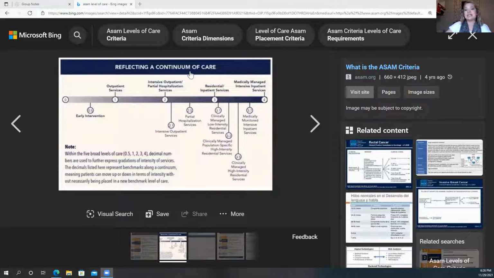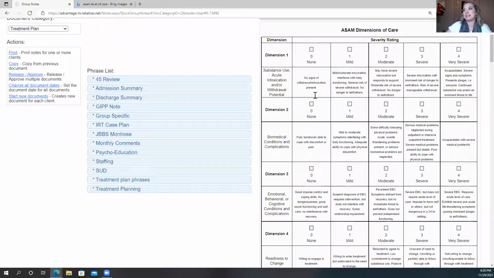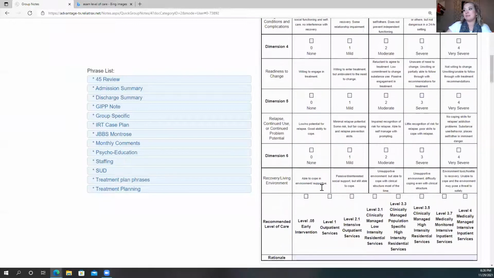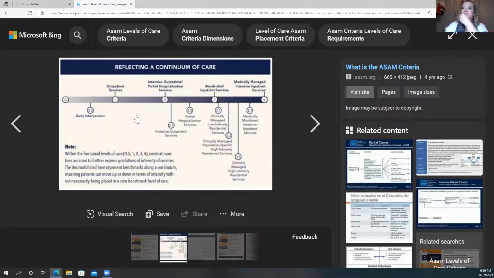So let's talk about the continuum of care here. It starts out here at 0.5, which is early intervention. We're also going to see that is down here as well. You'll notice it works its way up to outpatient services, intensive outpatient, partial hospitalization, moving into clinically managed, low intensity residential services. Here we are at ATC. We are registered at a 3.5 clinically managed high intensity.